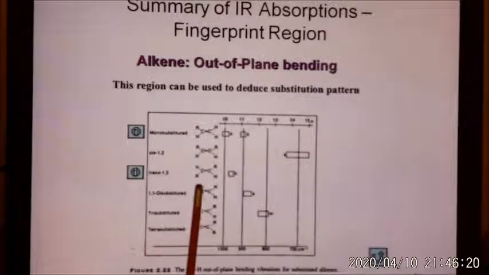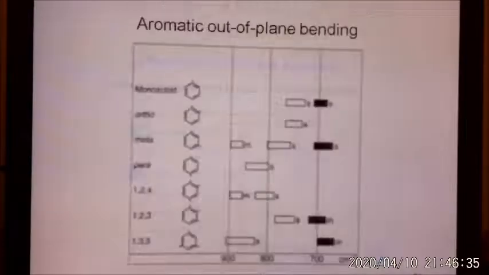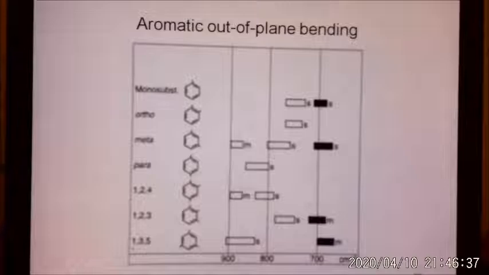Your 1,1 disubstituted, you can look at the types of substitutions. And why don't I see anything for tetrasubstituted? Because we're looking at carbon-hydrogen stretches, and there are no carbon-hydrogen stretches there. Okay? What about aromatic out-of-plane bending?